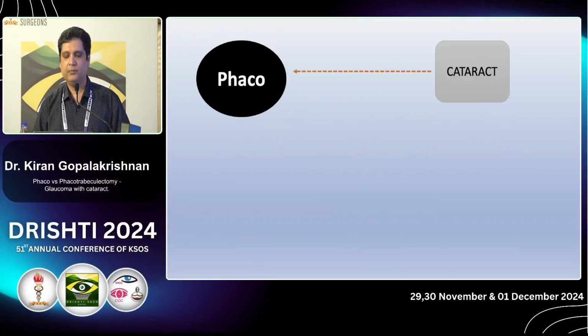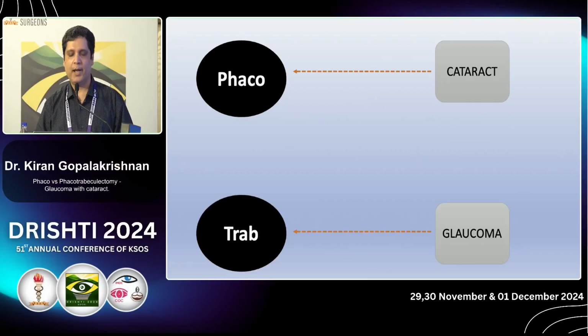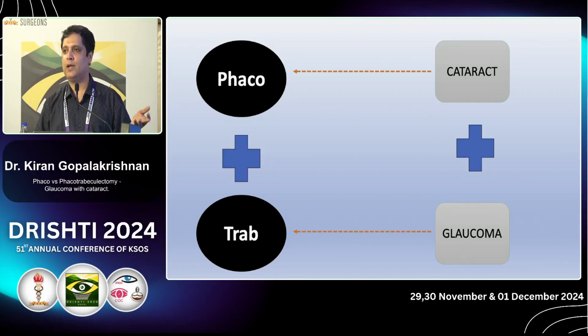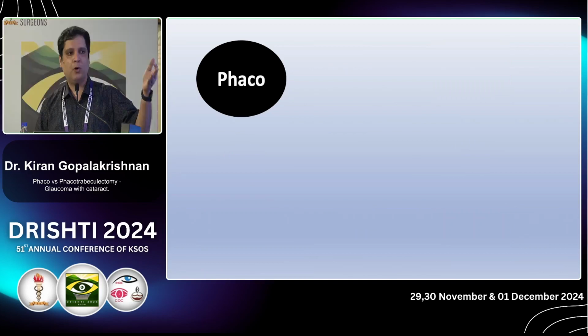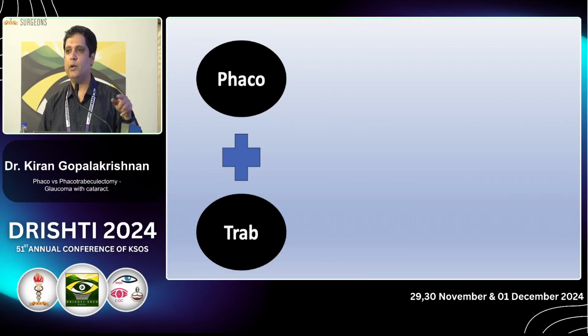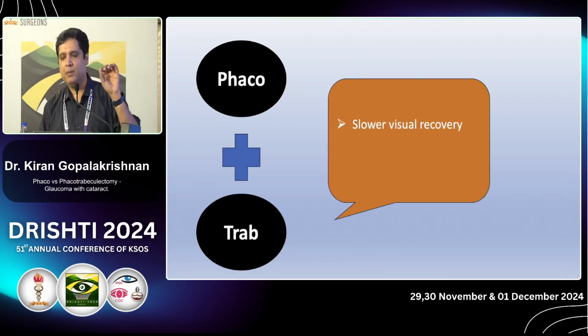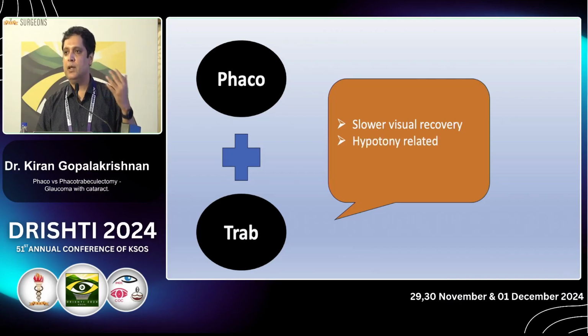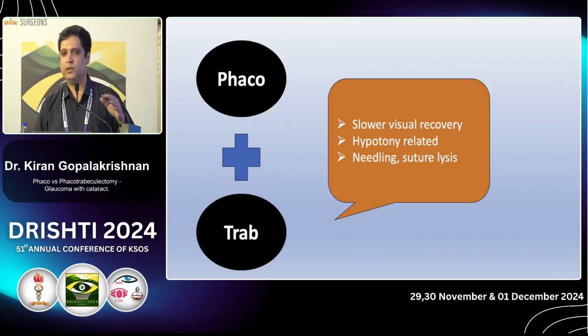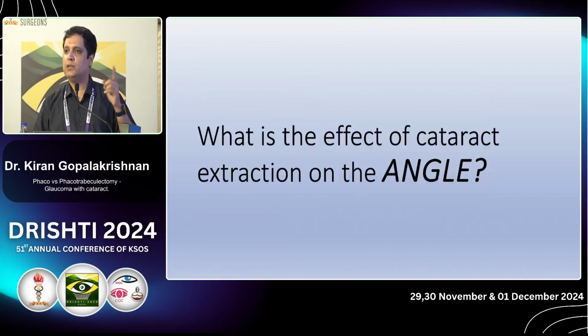So, cataract, phaco, glaucoma, trab. Naturally, logically, in a patient with cataract plus glaucoma, you think phaco plus trab. The problem is, we were talking about complications of clear lens extraction or cataract extraction, but when you introduce trab to phaco, you are introducing a whole host of complications that may range from minor things like a slow visual recovery compared to phaco alone, to major complications like hypotony-related complications and nuisances for the patient and the surgeon that include needling and suture lysis. Basically, once you add trab to phaco, the wow factor of the phaco alone is lost. That is why almost all glaucoma surgeons have gray hair.